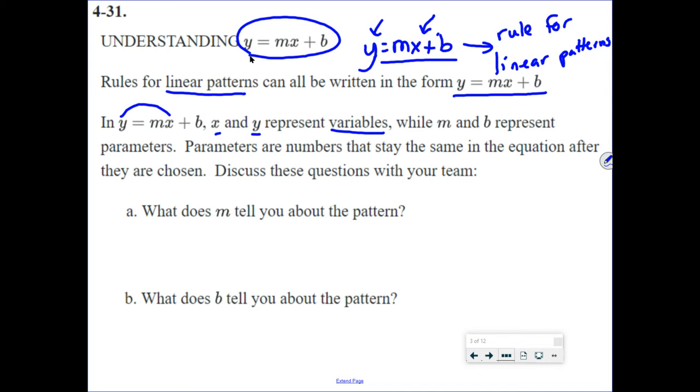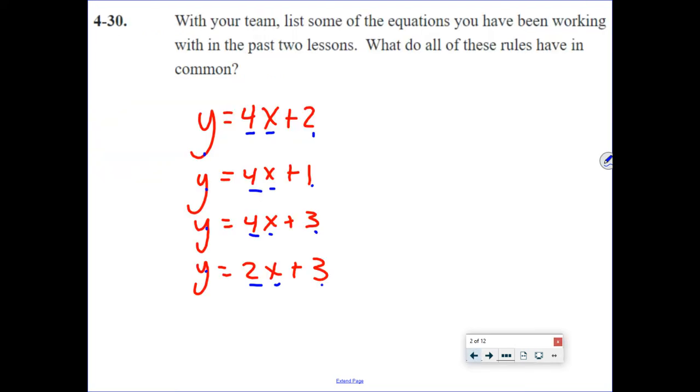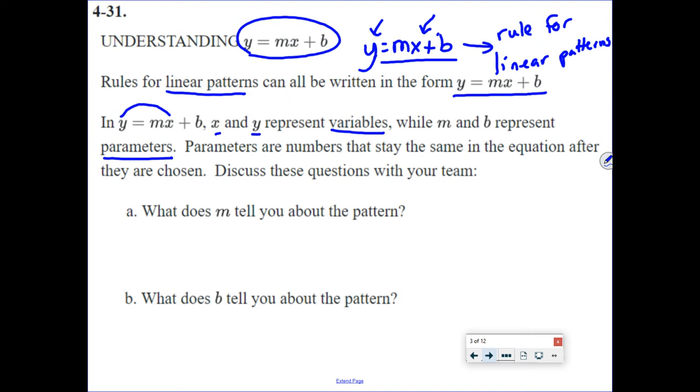However, m and b represent parameters. Parameters are numbers that stay the same in the equation after they are chosen, okay? So for example, look at these problems right here. This 4 never changed in our equation. You will never follow this rule for the first couple figures, and then after that this changes to a 7 and this changes to a 5. No, these numbers do not change. Once you pick them for that rule, that's always the way it's going to be for that pattern. They're called parameters. Variables, the letters x and y, can change. You can put in a different figure number here, like figure 100, and then you'll get a different number of tiles there. So x and y can change, the parameters can't, okay?